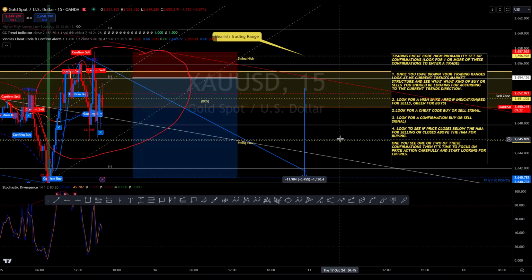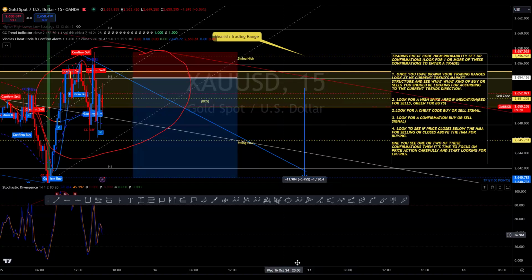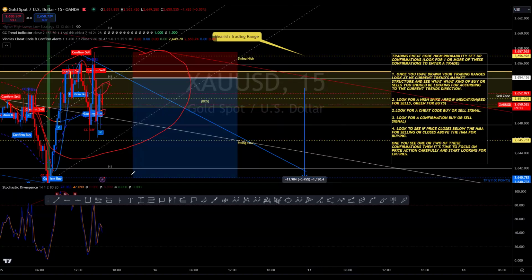Yeah. And see, this is the reason why I didn't jump in, because we didn't get a confirmation sell. It's still wicking right around this candle, so we would have been in drawdown.